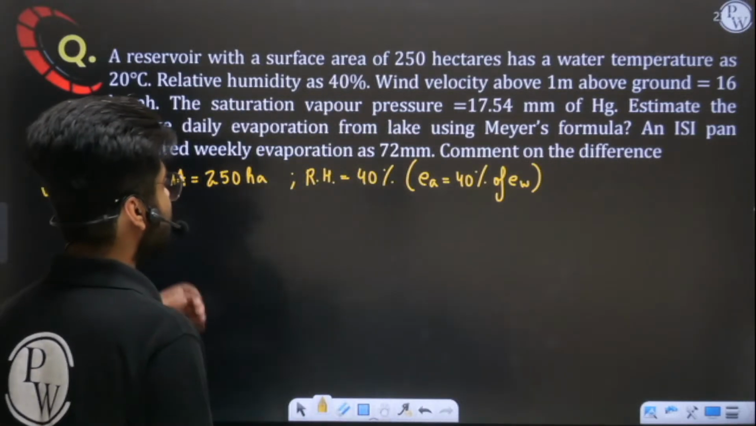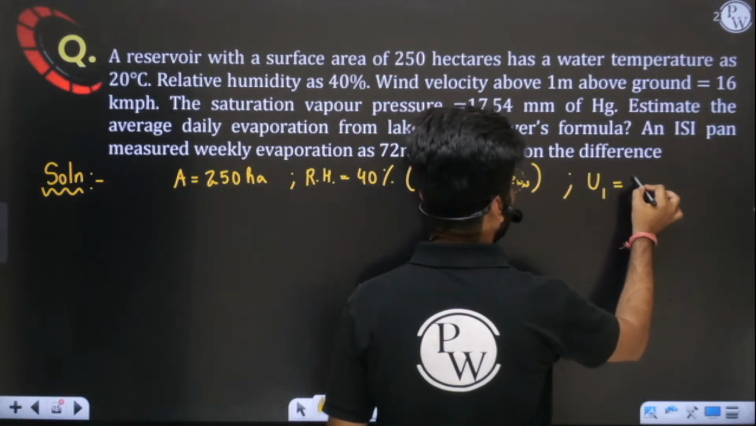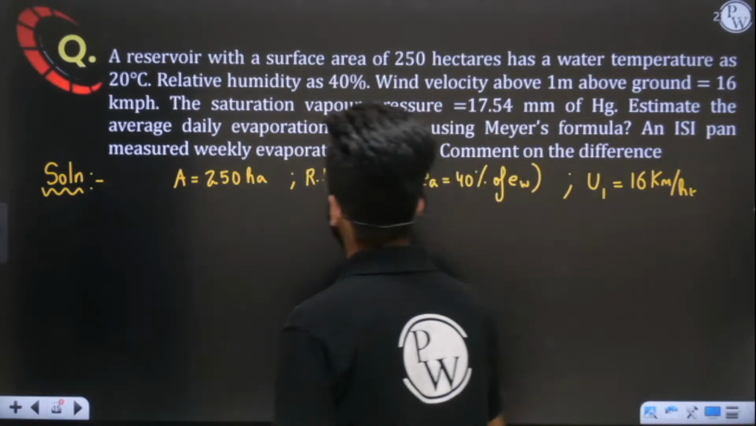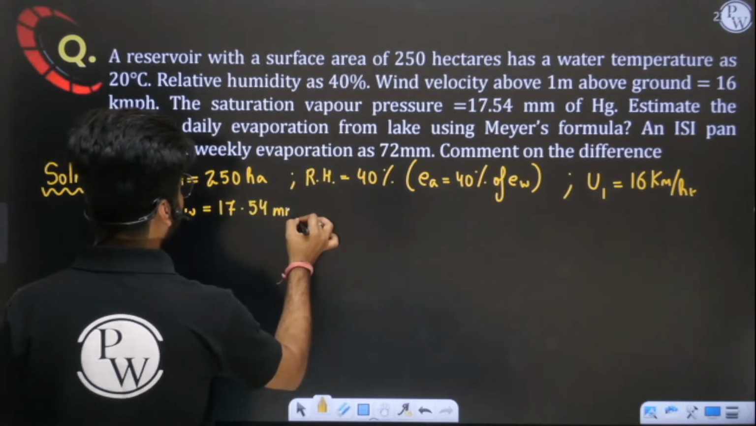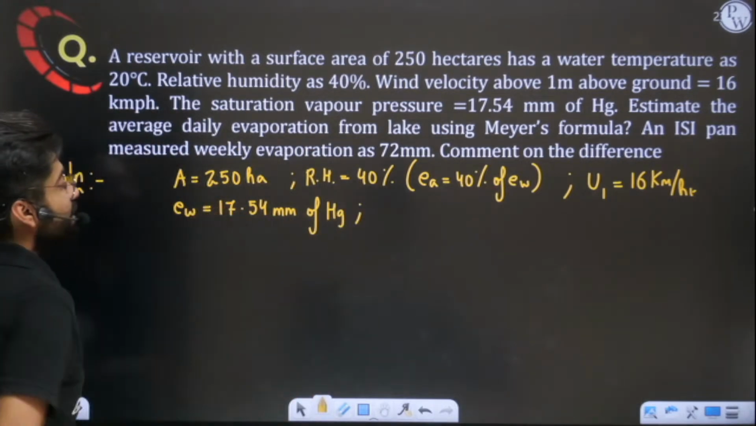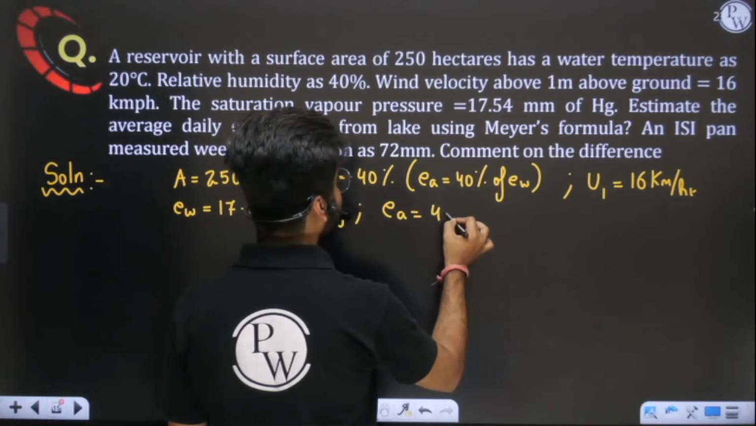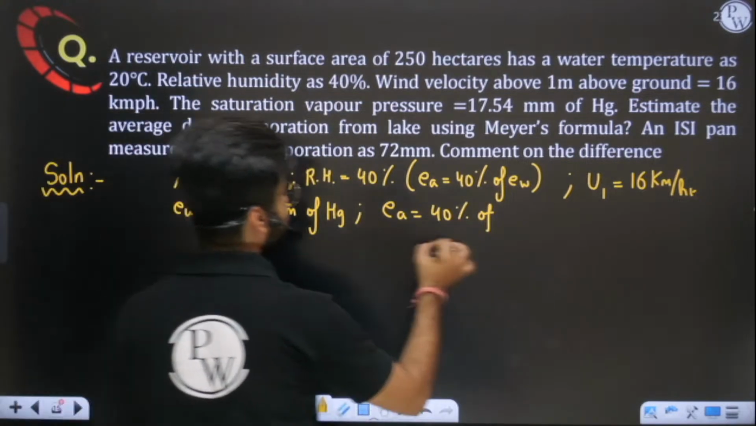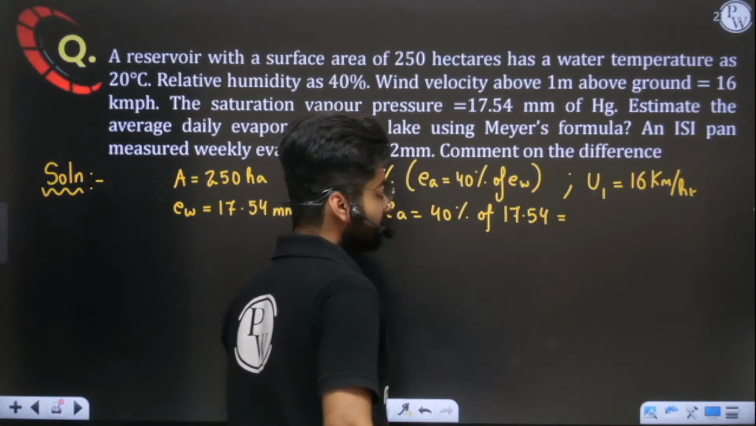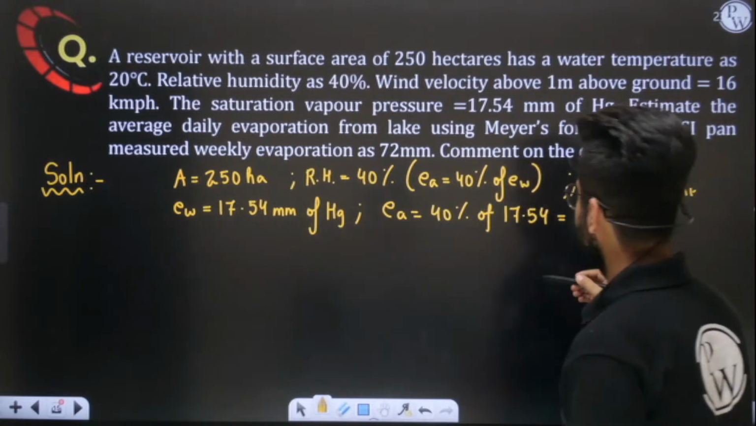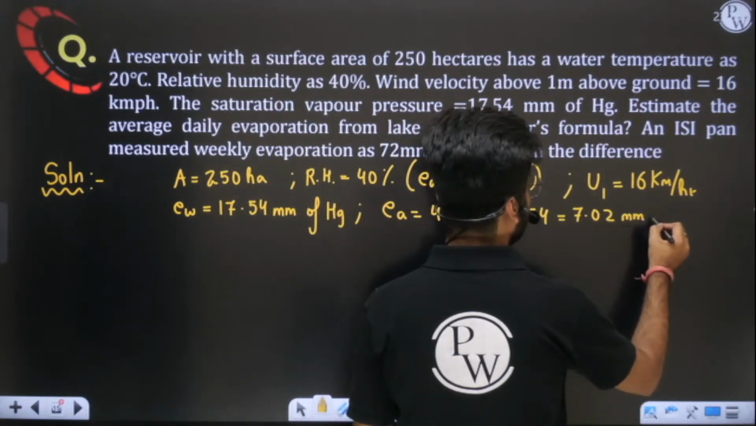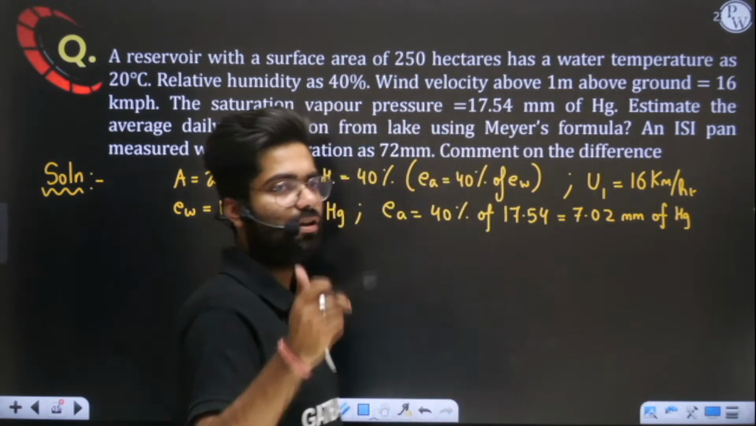Okay. Then wind velocity above 1 meter ground, U1, is 16 kmph. This is given to me. Then saturation vapor pressure EW is given to you as 17.54 mm of Hg. So if saturation vapor pressure is given, you can simply find the actual vapor pressure. It is 40% of saturation. Tell me how much we are getting here. When we do 40%, we get 7.02 mm of mercury. Okay, pressure you all know is measured in column of mercury.